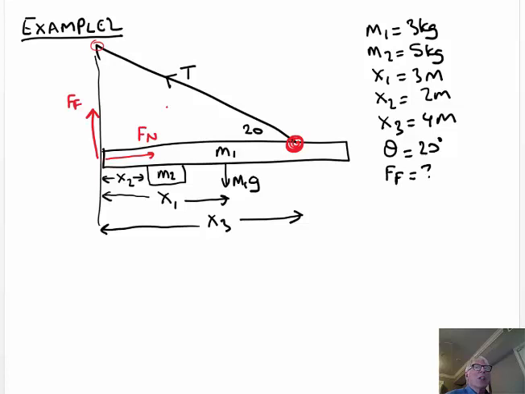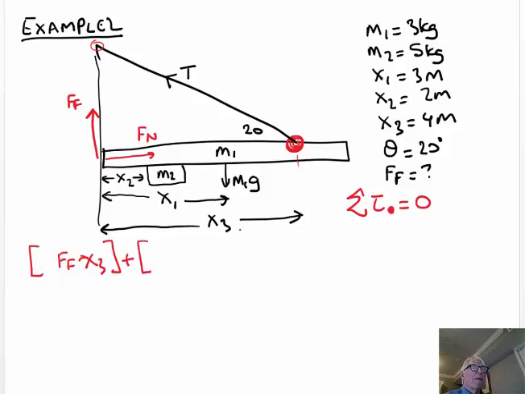And the principle I'm using is that the sum of the torques about the turning axis equals zero. So I say, I'm trying to find FF. So I can say FF times X3. The distance from here to there is X3. There's one torque: FF times X3. That's going to be clockwise, which is negative.